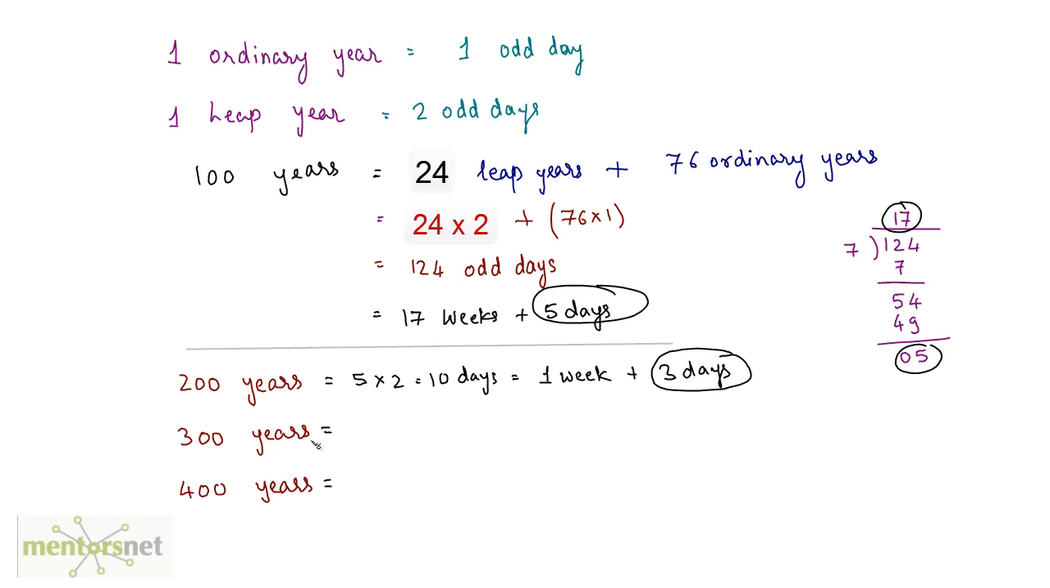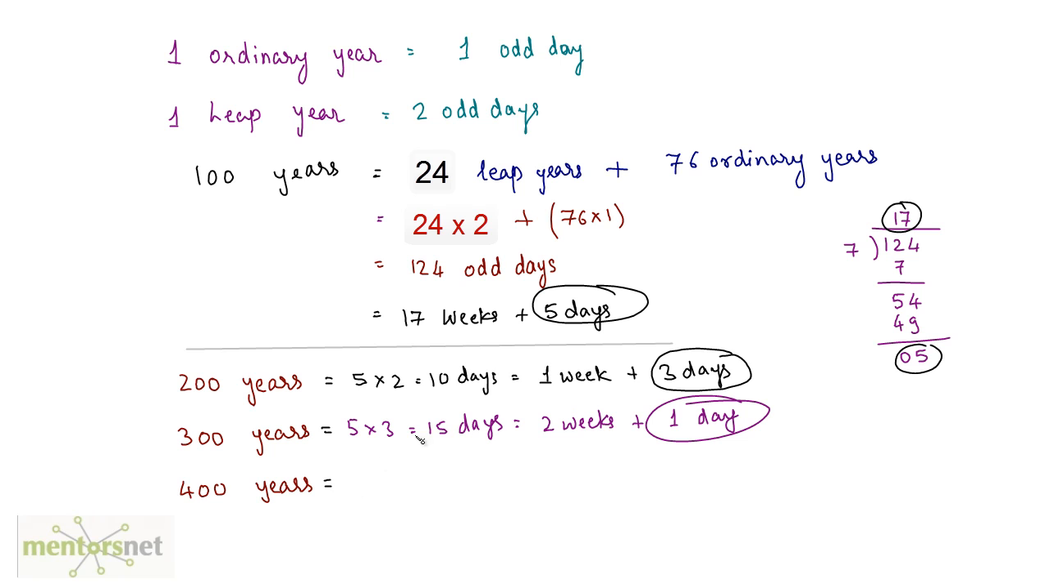What will be the number of odd days in 300 years? It can be calculated by 5 times 3, because in 100 years there are 5 odd days. So 5 times 3, that's 15 days. Right? And 15 cannot be divided by 7, but 14 can be divided by 7. So 2 weeks and 1 day, isn't it? So 1 day is the number of odd days in 300 years.